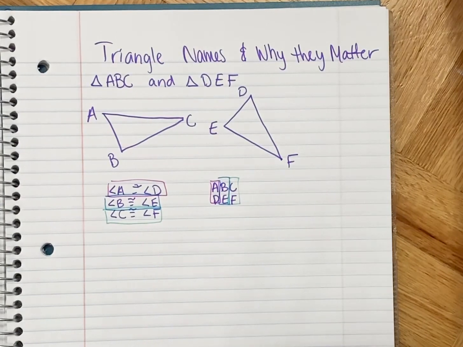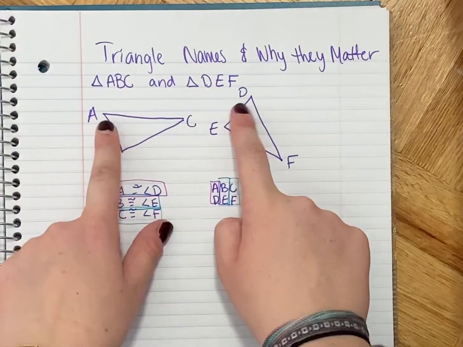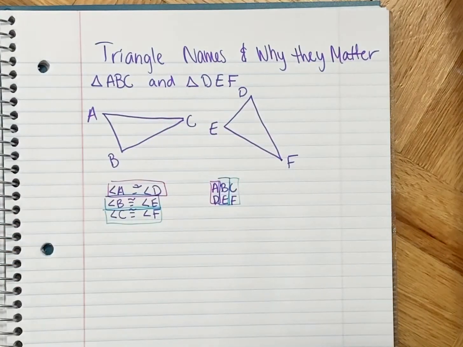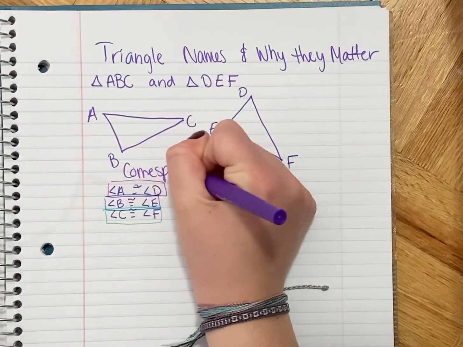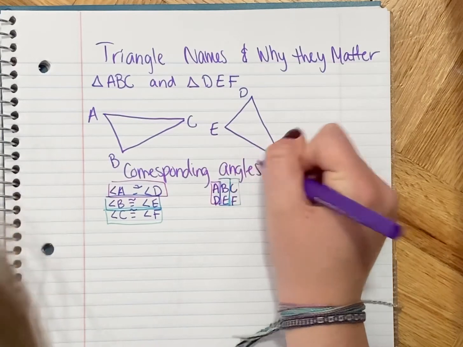So if we go back to corresponding angles with parallel lines, we know that they were in the same position, right? So these angles here are in the same position in their specific triangle, okay? So something else that will be corresponding are the sides. So these are going to be your corresponding angles. Okay.